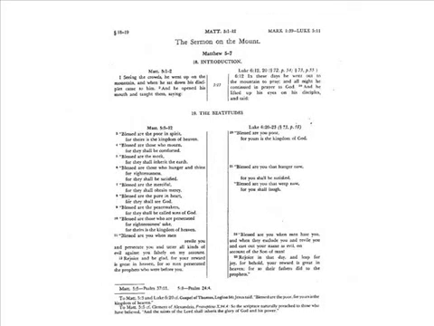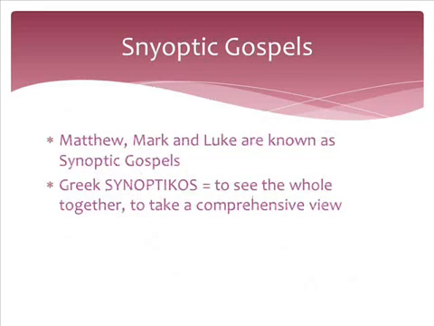Another example here is Matthew 5 and Luke 6, the Beatitudes. Matthew has many more than Luke, but Luke has some too, and you can see them side by side. Because of the similarities, Matthew, Mark and Luke are known as the Synoptic Gospels. This word comes from the Greek synoptikos, which means to see the whole together or to take a comprehensive view. And so when we talk about Synoptic Gospels, that's what we're talking about: Matthew, Mark and Luke.